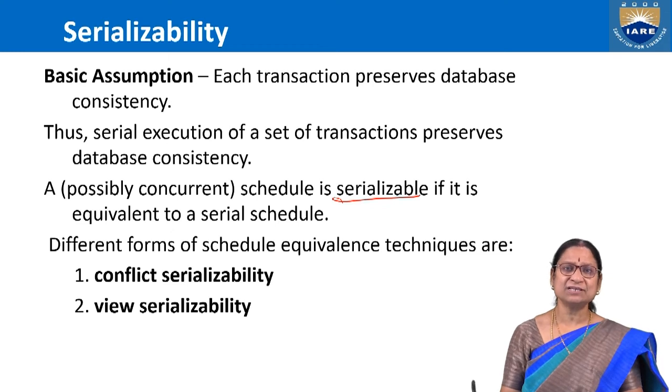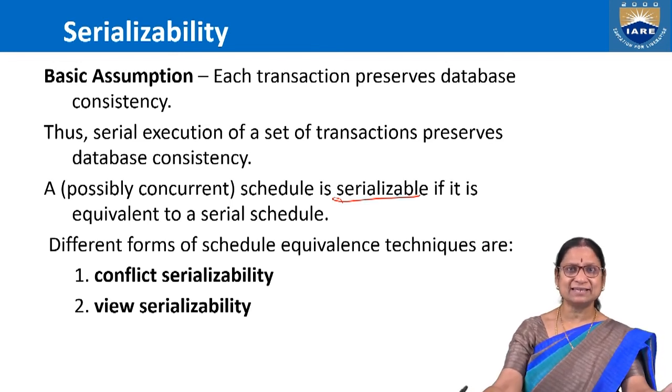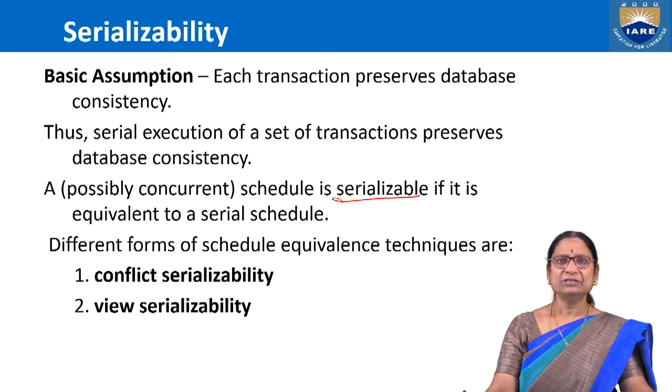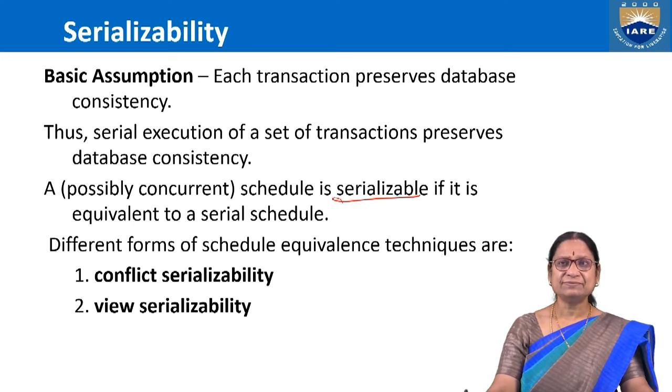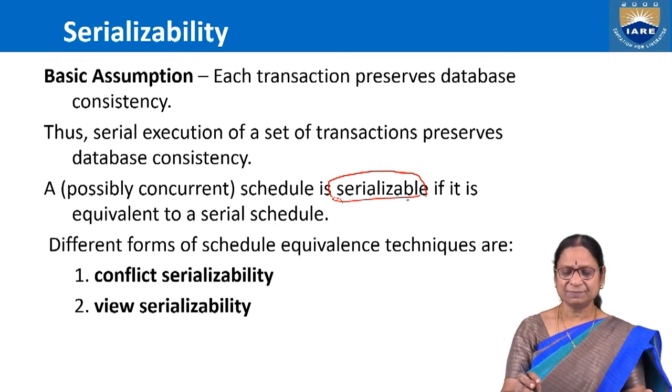Various numbers of serial schedules are possible, no? As I told you, 2 transactions give 2 serial schedules. 3 transactions, 3 factorial, that is 6 serial schedules. N transactions means n factorial serial schedules, which are the combinations of the order in which the transactions get executed. So if any concurrent schedule can be converted into the equivalent of any serial schedule, then that schedule is known as a serializable schedule. That means a serializable schedule leaves our database in a consistent state.